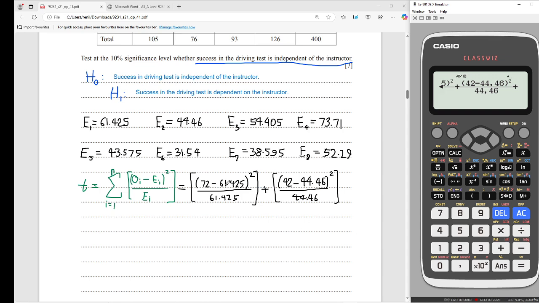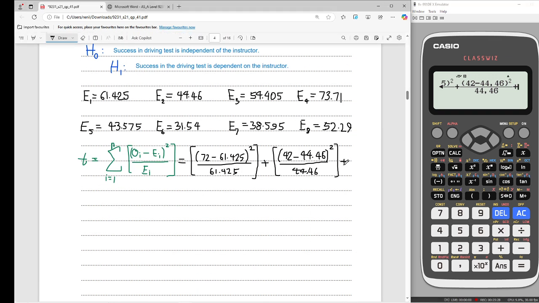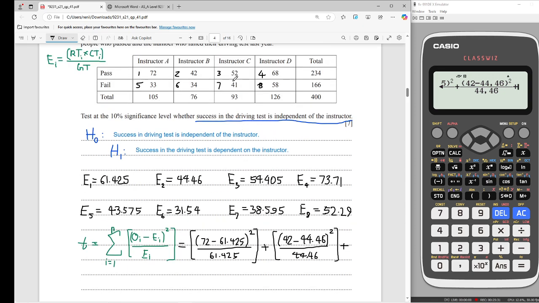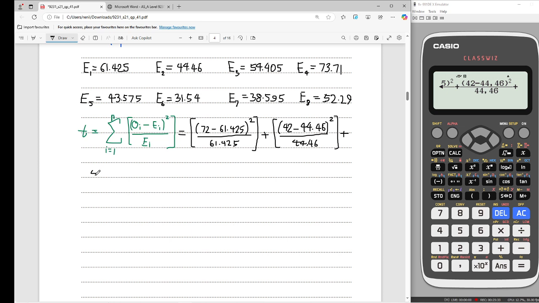Right, next up, when I equals 3, our O3 is 52. Our expected value is 54.405. Find the difference, square it, and divide by our expected value of 54.405. Okay, moving on.